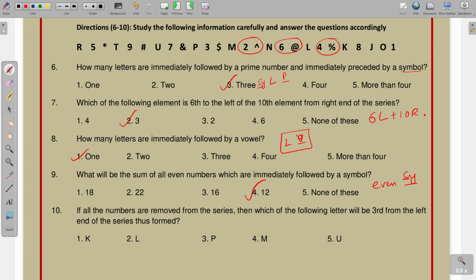Next, if all the numbers are removed from the series, which of the following letter will be third from? That is not third from, it is the fifth from left end of the series. So, see all the numbers are removed, fifth from left, that is 1, 2, 3, 4 and 5, that is U is the answer.